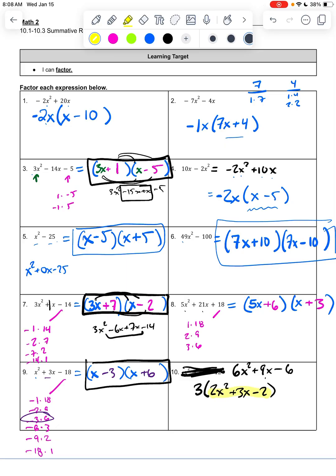Okay. What's left behind? This still has 3 terms. It's still a trinomial. So when we go to factor this, I now know that I want 3 times some linear term times some linear term. To get 2x squared, I know I need a 2x and an x. To get negative 2 by multiplying, I need either negative 1 times 2 or negative 2 times 1.